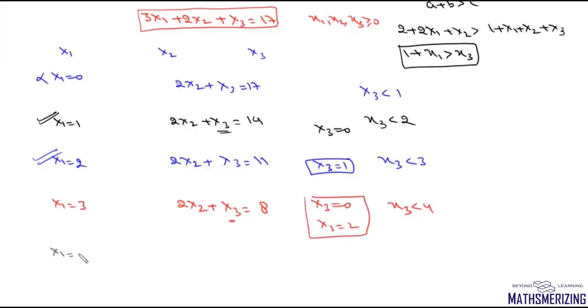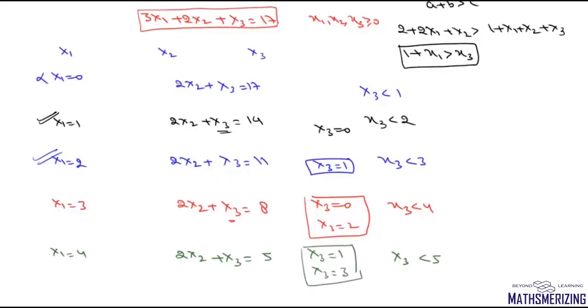Now we'll take x1 as 4. Then we can write 2x2 plus x3 is equal to 5, where x3 should be less than 5. Now x3 takes odd values, so the value of x3 can be either 1 or 3. So we have two more triangles.